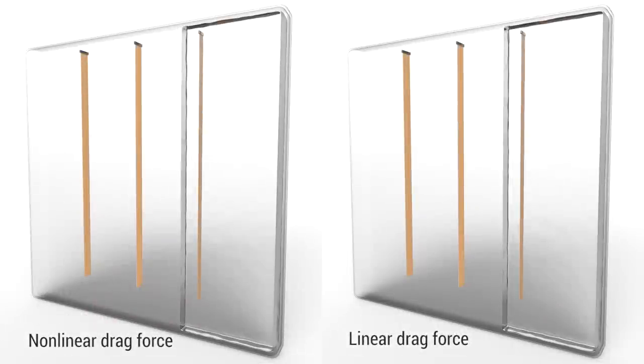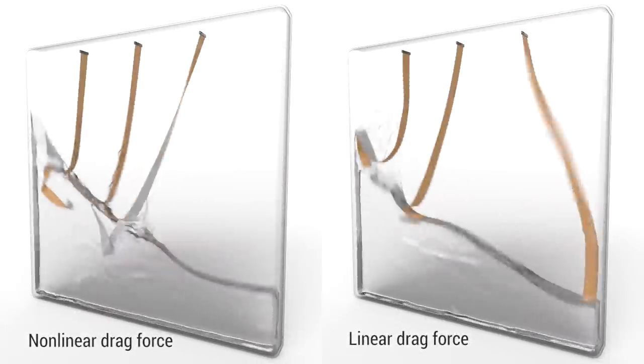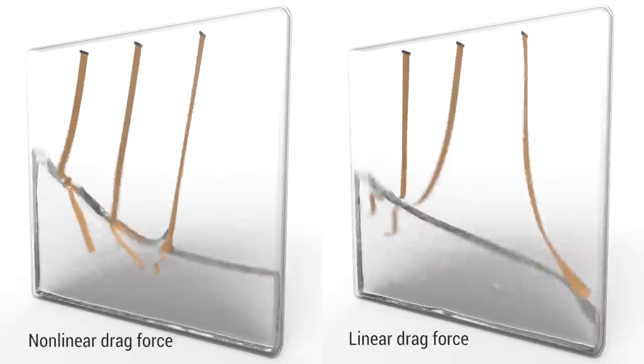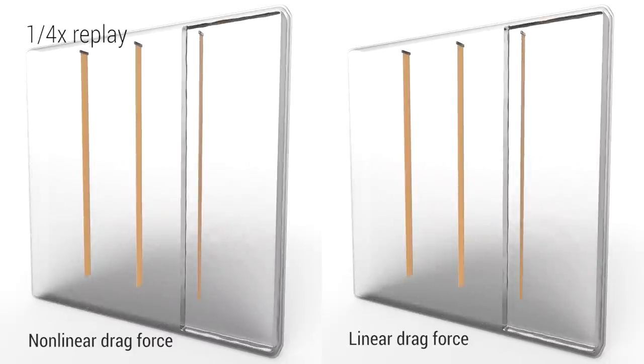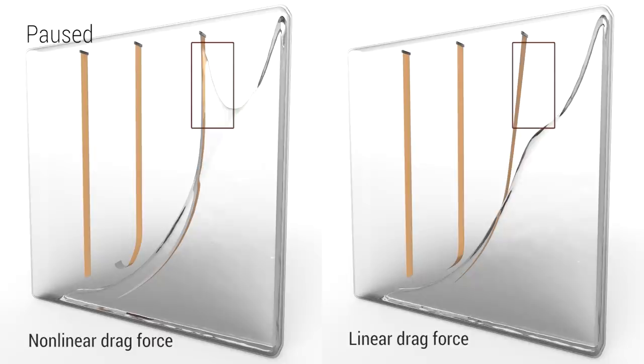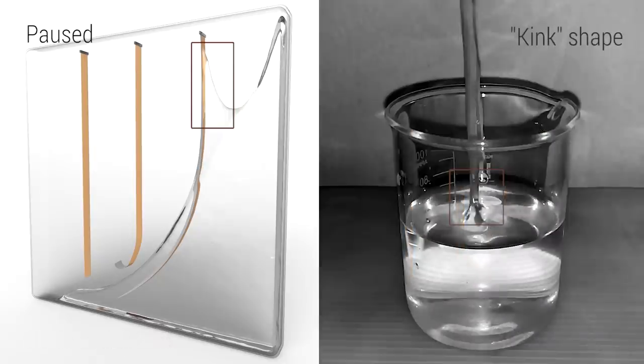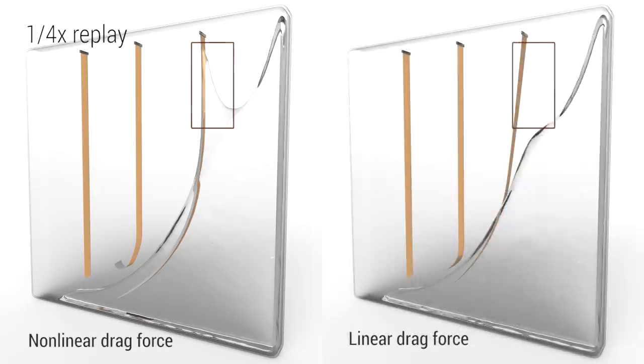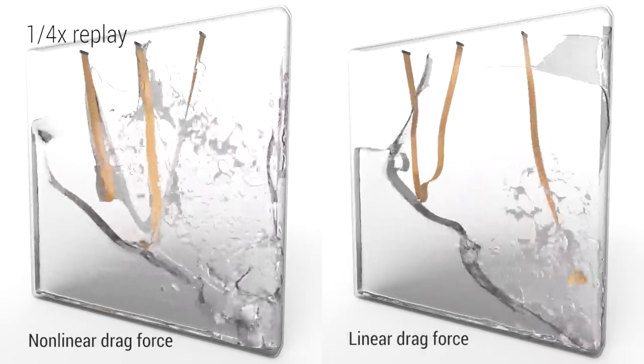The most obviously distinct visual phenomenon that can be seen in the nonlinear case is the formation of kinks around the region where the relative velocity between the cloth and the liquid is large. The same figure illustrates this kink effect in a real experiment in which large velocities are induced by pulling a cloth rapidly out of a liquid.